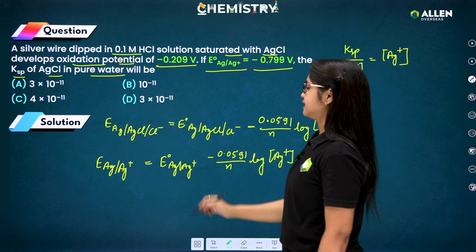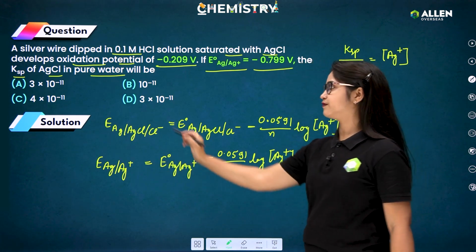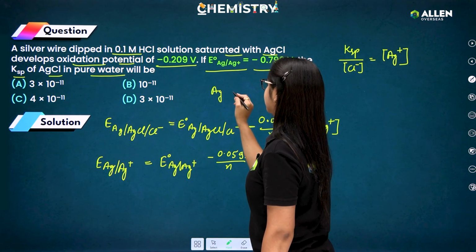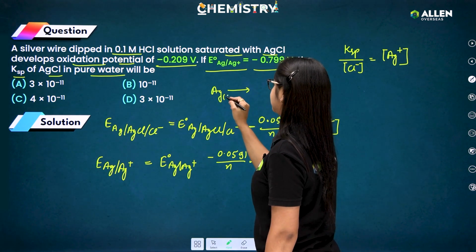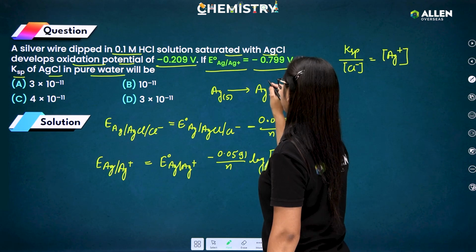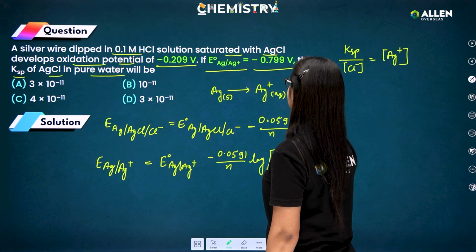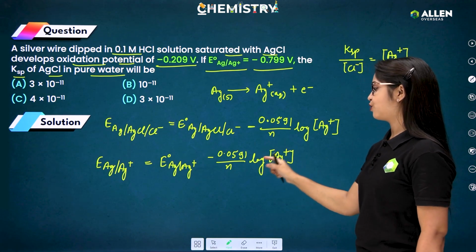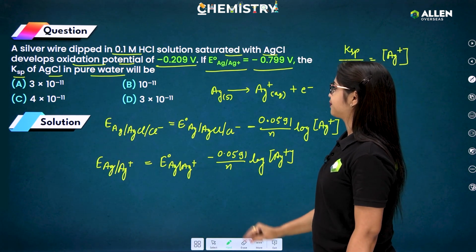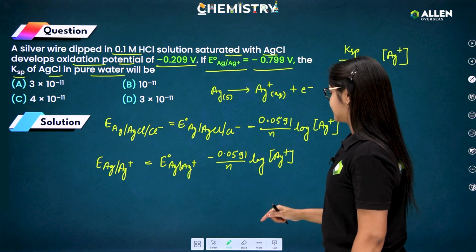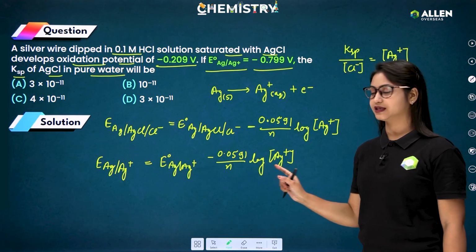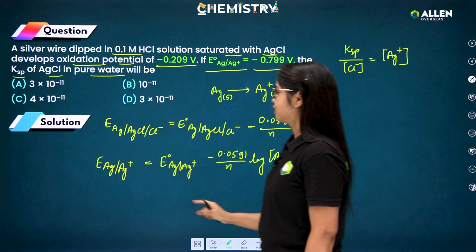When Ag is converting to Ag plus, when you are dipping the silver wire into the solution, this reaction will be taking place: Ag solid converts to Ag plus aqueous plus an electron, right? So now we can calculate easily. We have to calculate the Ksp. First of all, we'll calculate the concentration of Ag plus ion, then we'll calculate the Ksp.